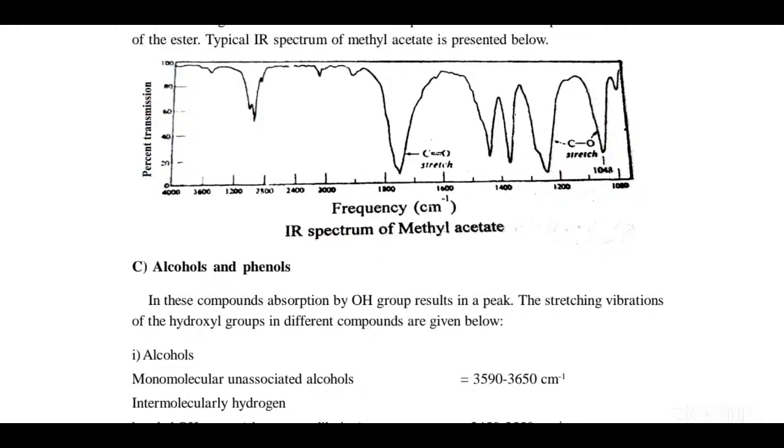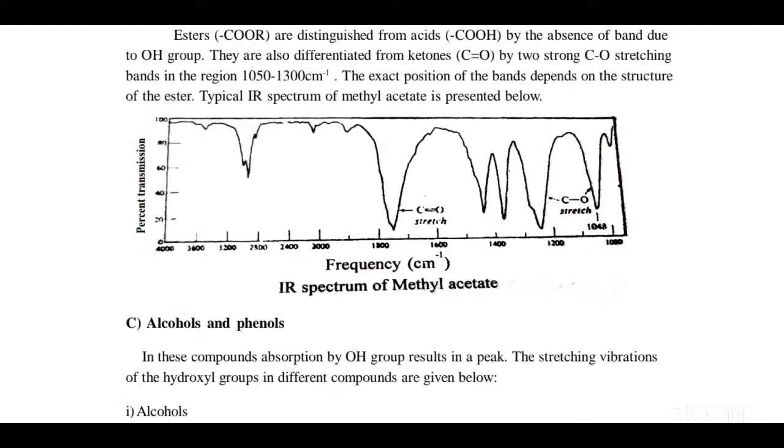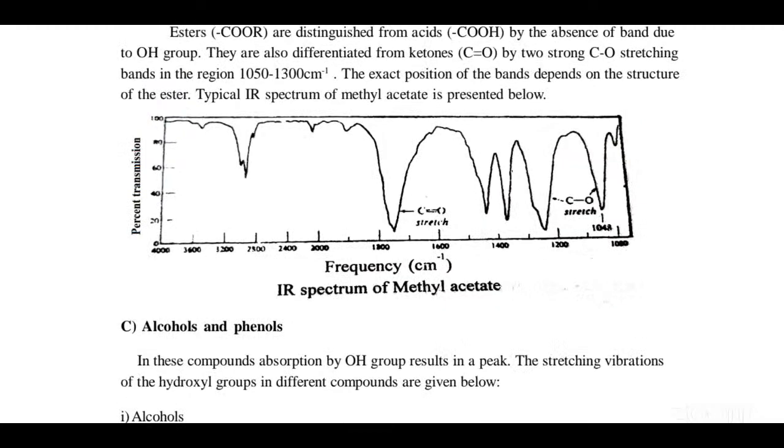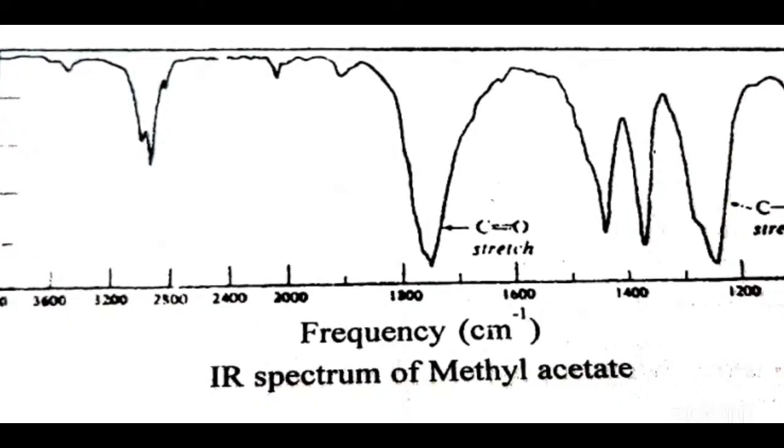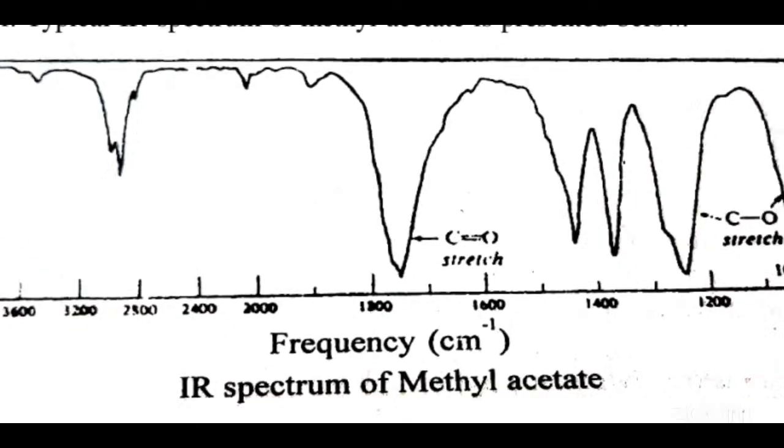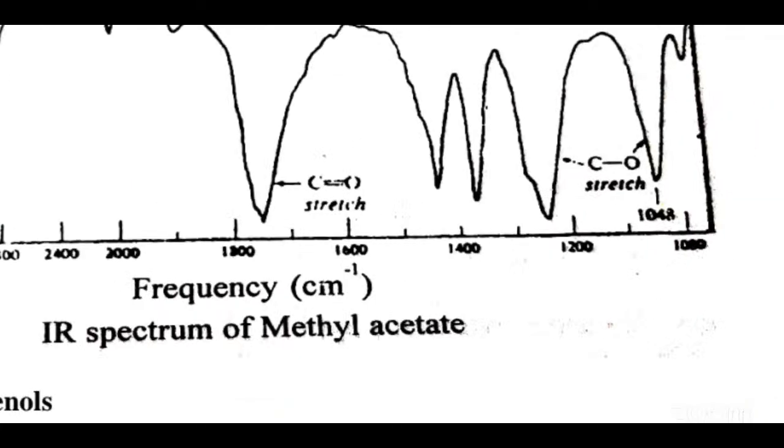This is the IR spectrum of methyl acetate. Right? So in methyl acetate, the CO stretching frequency is observed in the range of 1725 something, and the C-O stretching frequency is observed at 1048.